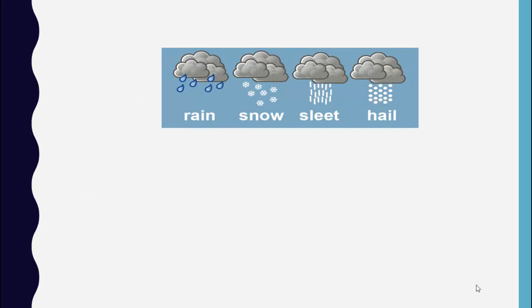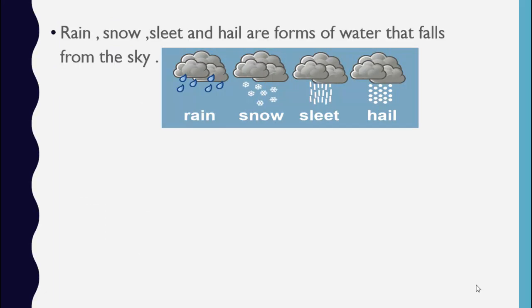What's this picture? This is a type of precipitation that falls from the sky. This is called rain, snow, sleet and hail. So rain, snow, sleet and hail are forms of water that fall from the sky.